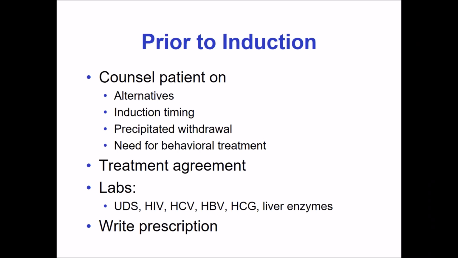I like to start with a treatment agreement. There are many online that you can use as templates. Labs are not essential, but we typically will at least collect urine toxicology screening. It's very important to screen this population at least annually for HIV and Hep C, as well as hepatitis B, pregnancy, and liver enzymes at baseline.